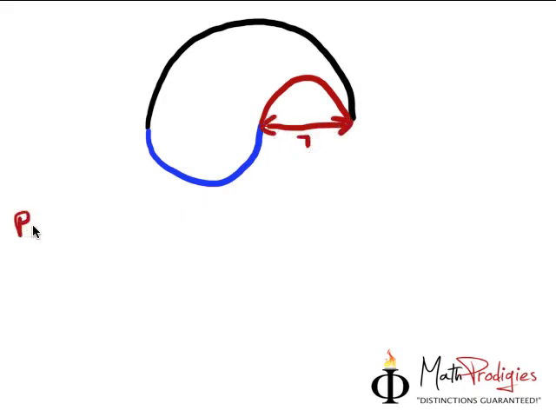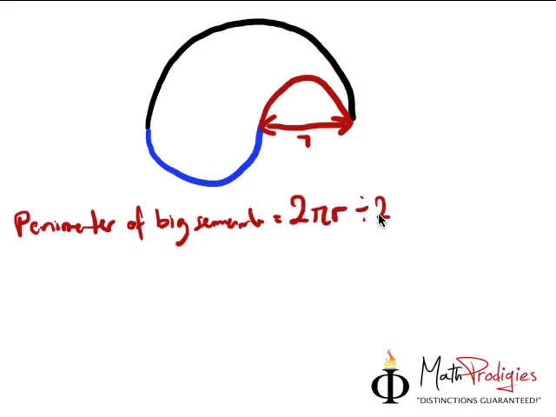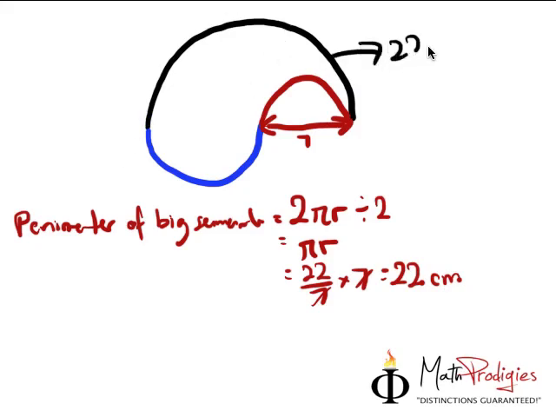Just write down the perimeter of the big semicircle. It equals 2 pi r divided by 2. Why? Because it's a semicircle, not a circle. Therefore, it equals pi r, in this case 22/7, and take your radius as 7. You cancel this out and you will have the answer of 22 cm. So we found out that this black part equals 22 cm.